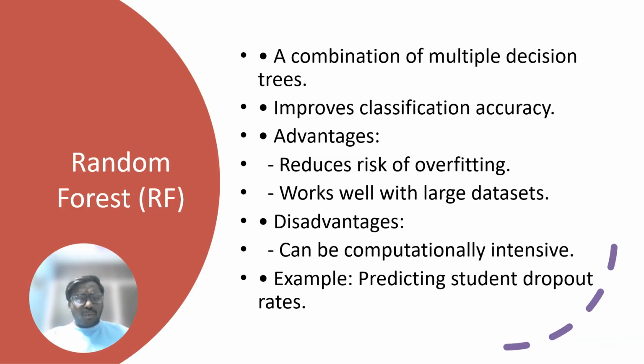Now let's go to random forest (RF). It's a combination of multiple decision trees and improves classification accuracy. Advantages are that it reduces the risk of overfitting and works well with large data sets. The disadvantage is that it can be computationally intensive. Example, predicting student dropout rates.